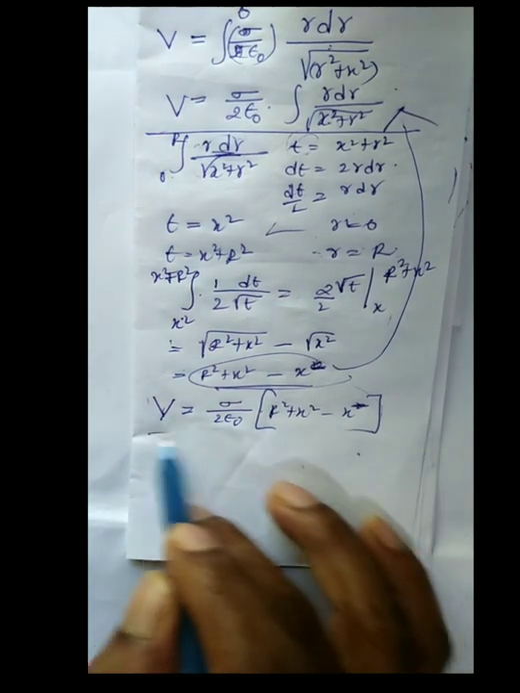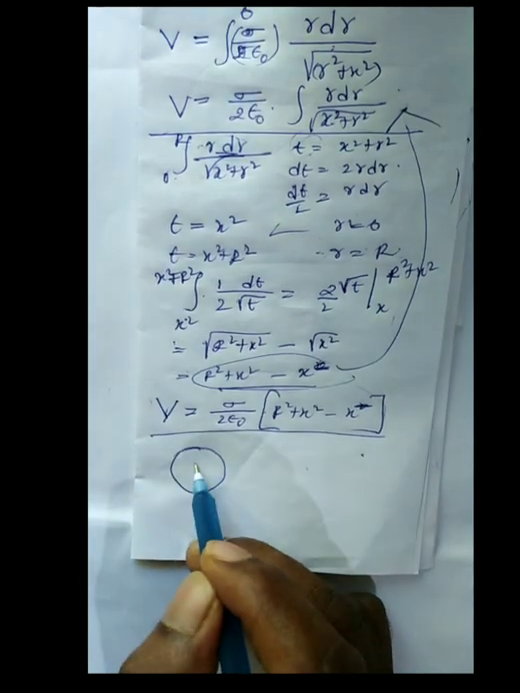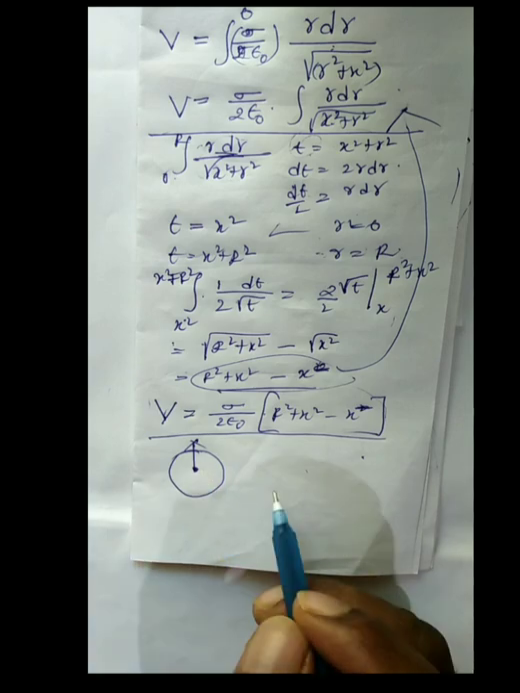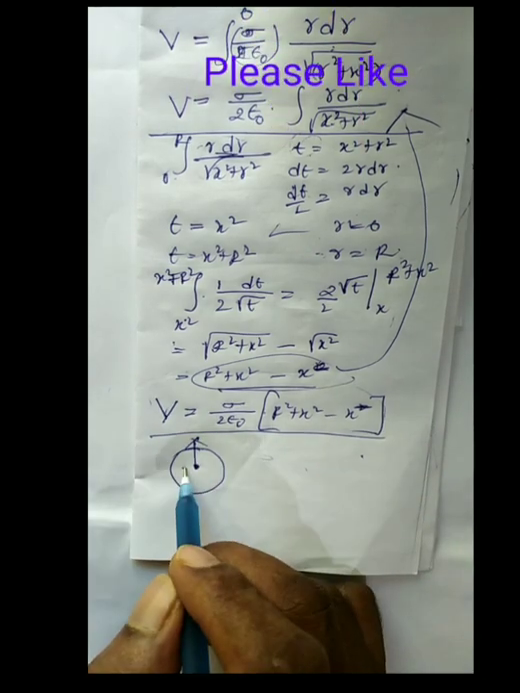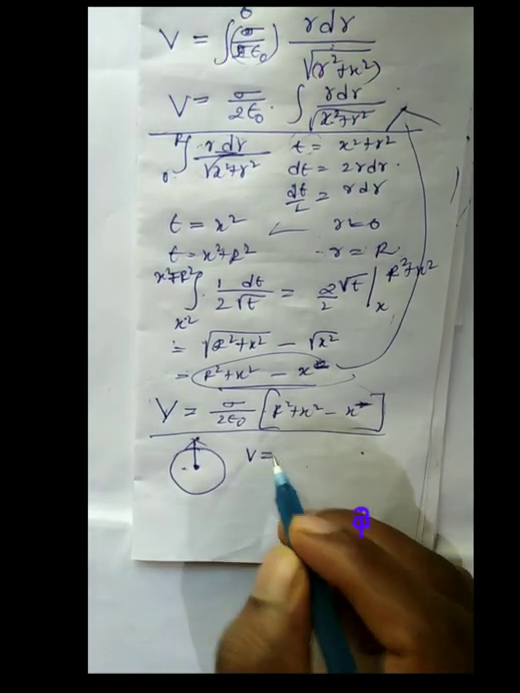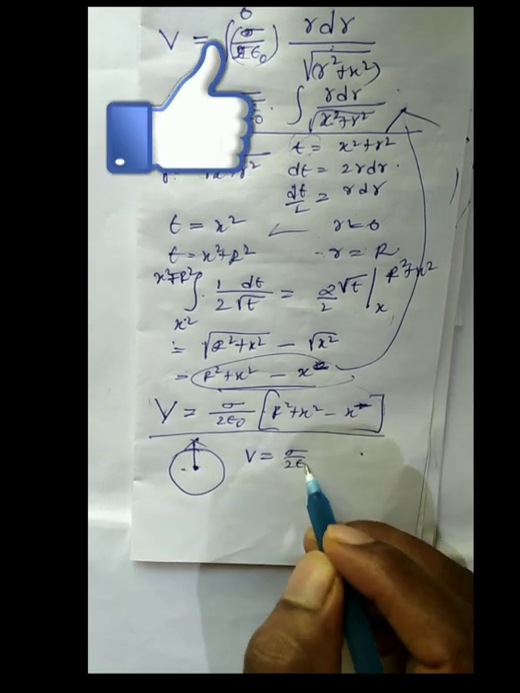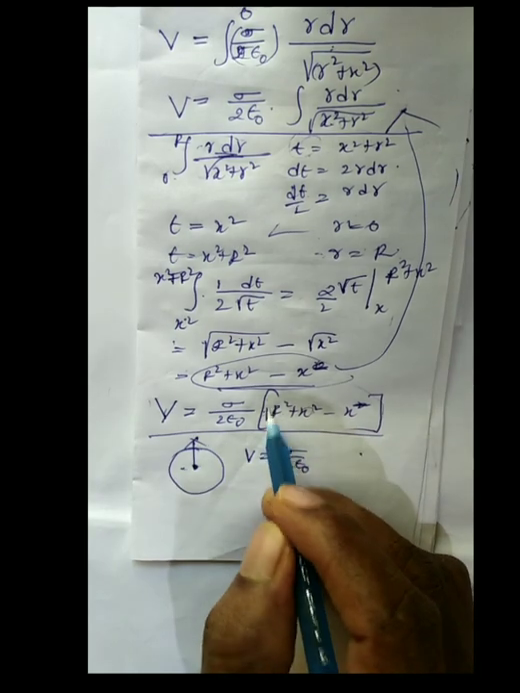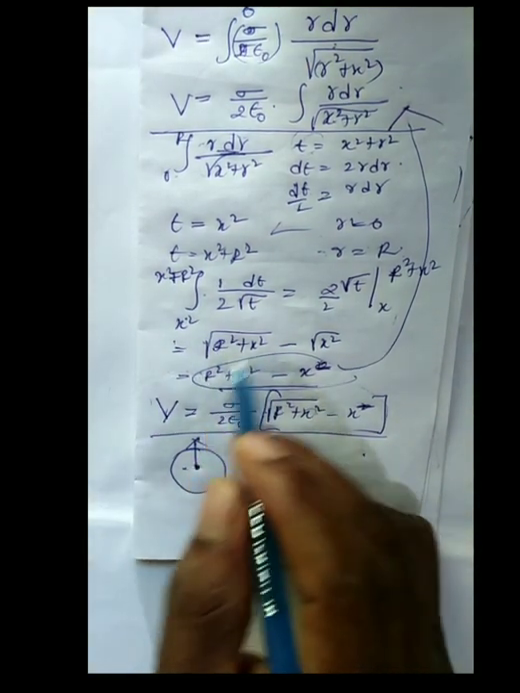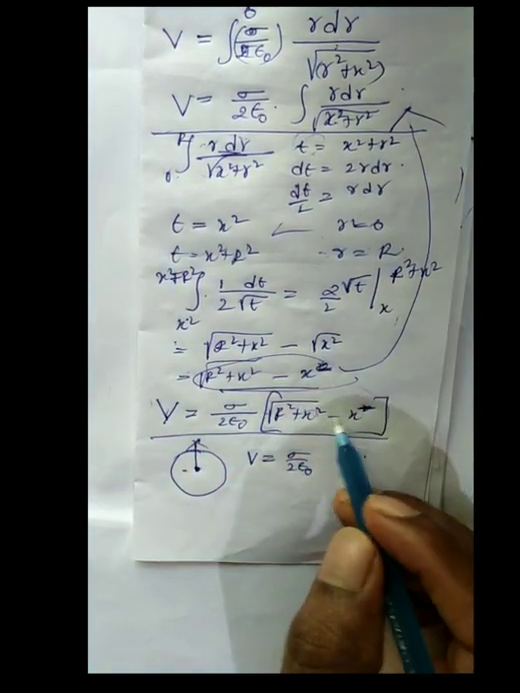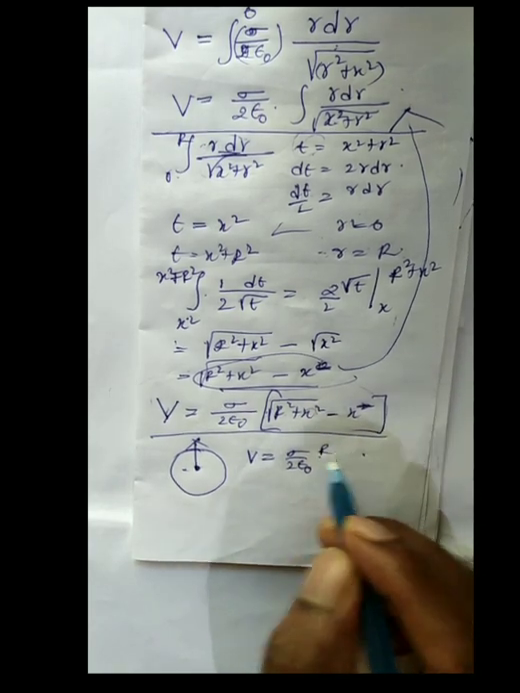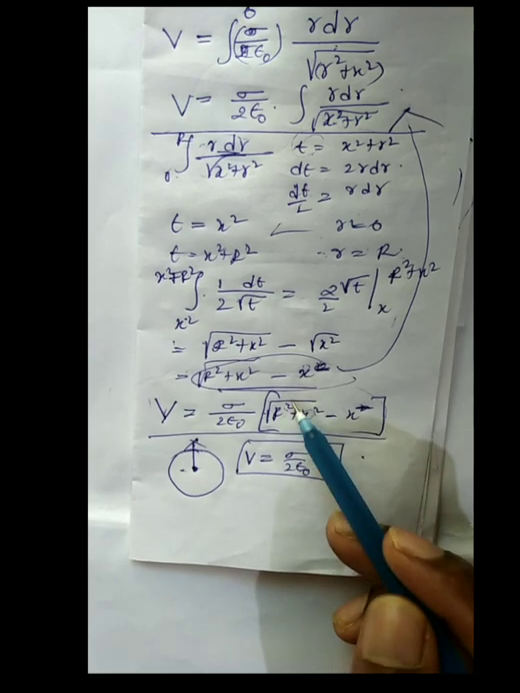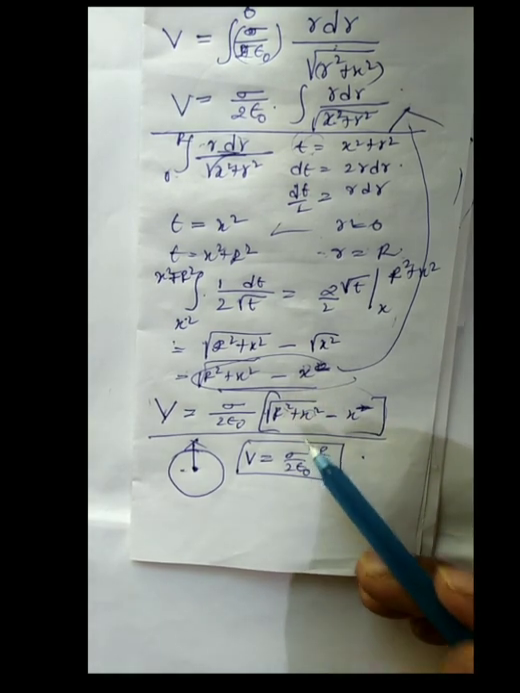So what will the potential be at the center? Center means x is equal to 0, so you are going to get V equal to sigma by 2 epsilon naught, and putting 0 for x, the square root of R square gives R. This is the equation, so just go through it.